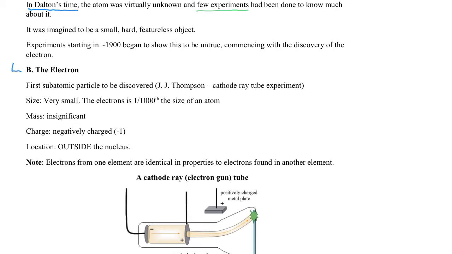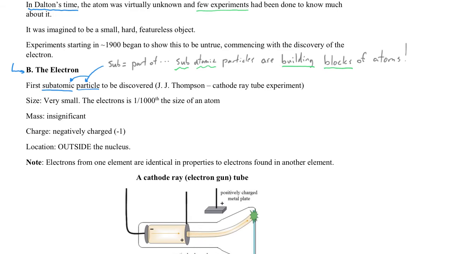Let's talk first about the discovery of the electron. The electron is what's known as a subatomic particle. That means it's a particle that's actually smaller than the atom and is a part of the atom. Now, John Dalton said that the atom was indivisible, and the discovery of the electron, therefore, invalidated that conclusion.